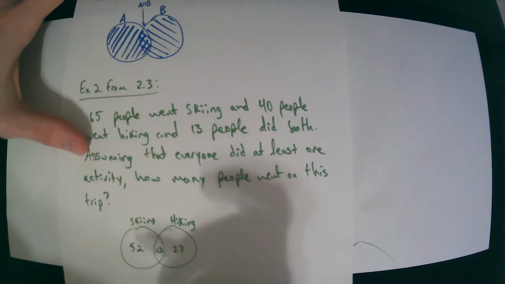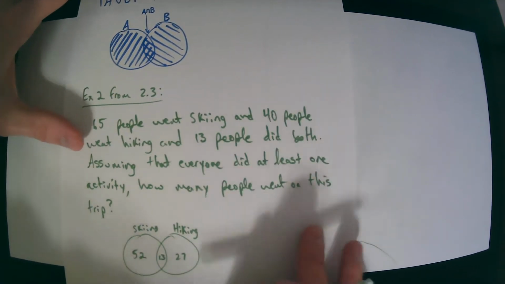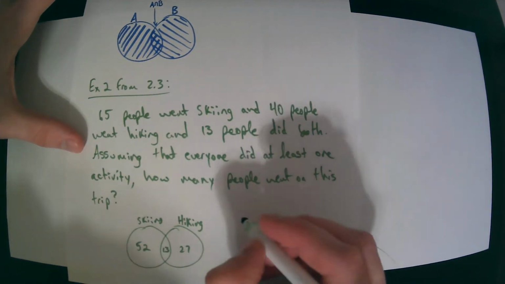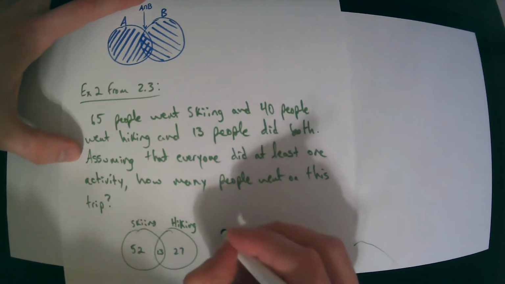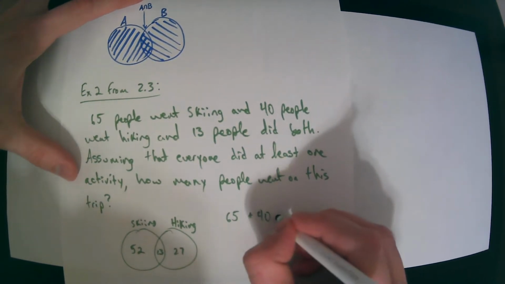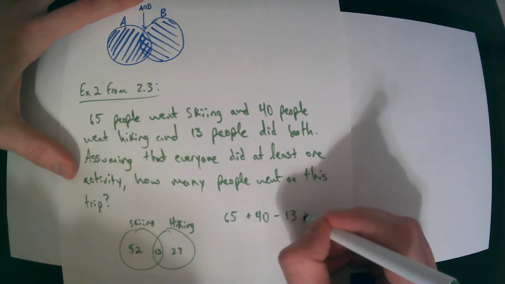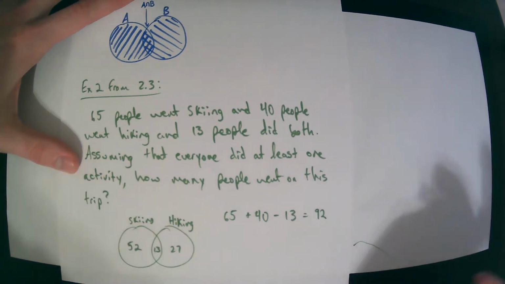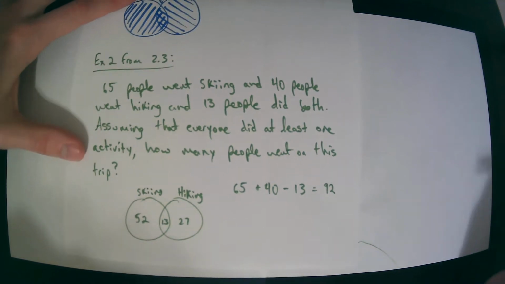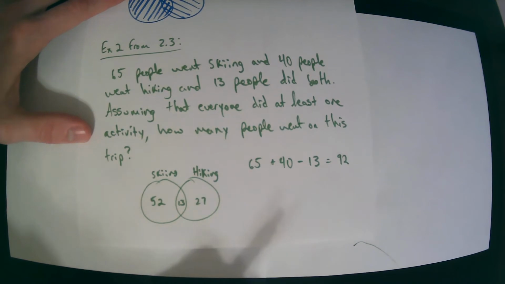Yeah. But to use the inclusion-exclusion principle, we would say the cardinal number of the union of these sets would be equal to the cardinal number of the first set, so 65, plus the cardinal number of the second set, which is 40, minus that intersection, 13. And that's going to give us that 92. Two different ways of doing it. This is using the principle, and this is using the picture.